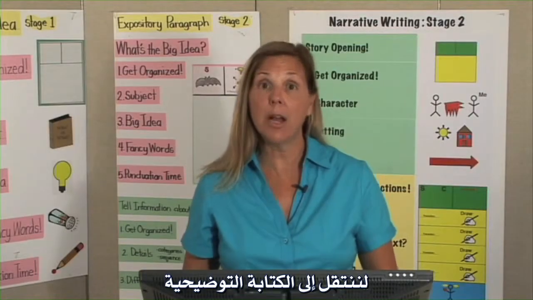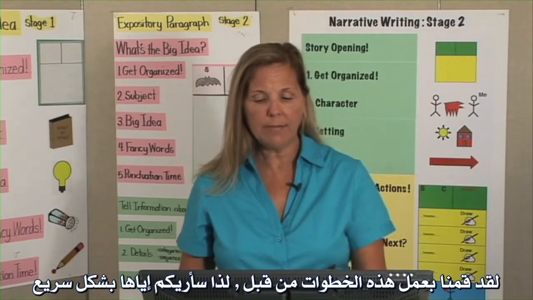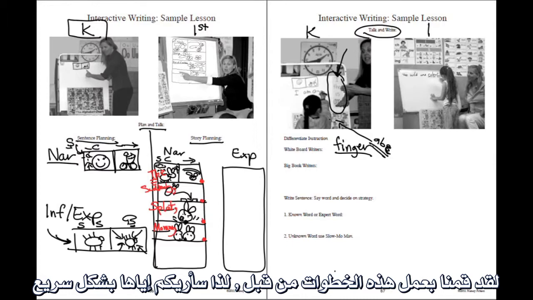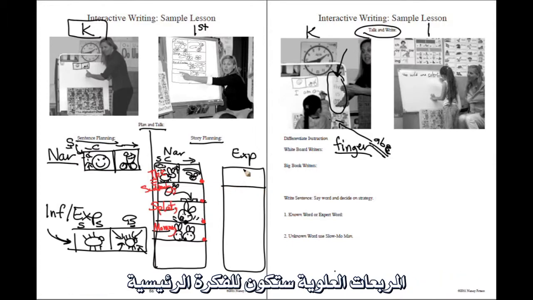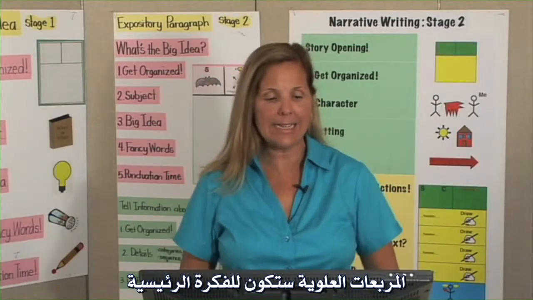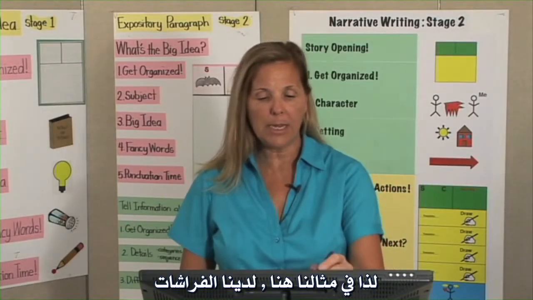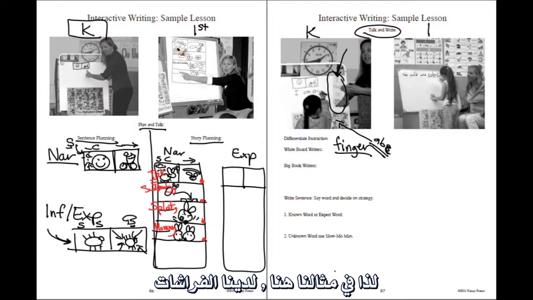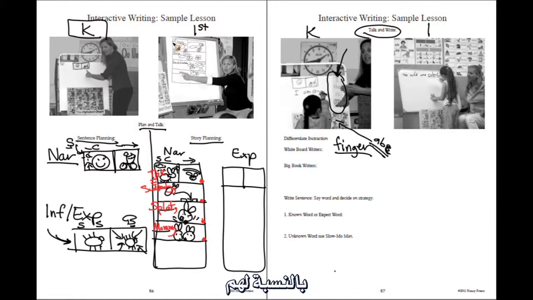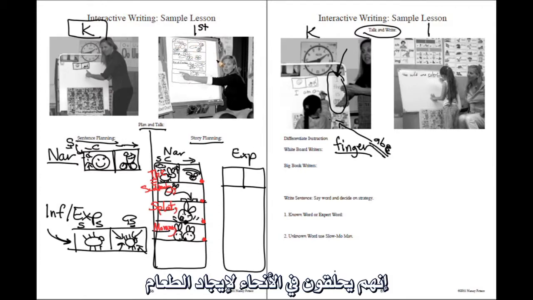Let's go to the expository writing, and we have done these steps before, so I'm going to quickly show you. The top box is going to be for the big idea. So in our example up here, I had butterflies was our big idea. And then what about them? They fly around in order to find their food.